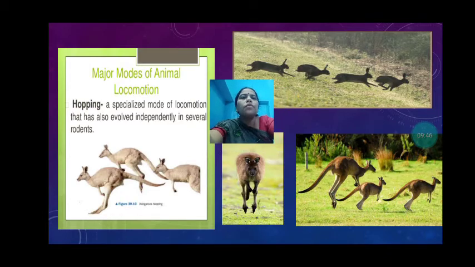Now the use of limbs is for hopping also. Like kangaroos and rabbits, they hop on the ground. So what is hopping? Hopping is a specialized mode of locomotion that has evolved independently in several rodents. In many rodents it is also found. Rodents, like rabbits, are animals that feed on grains. You can see here the kangaroos hopping and the rabbits hopping. So that is also a mode of locomotion so that they can move.